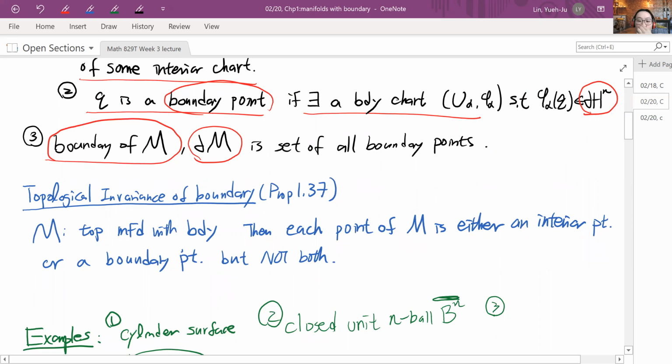You can also have the example of the upper hemisphere, but including the equator. The upper hemisphere including the equator is what we call the closed hemisphere. This is also a manifold with boundary, and as you can imagine, the boundary will be the equator. So you can come up with a lot of examples of topological manifolds with boundary.